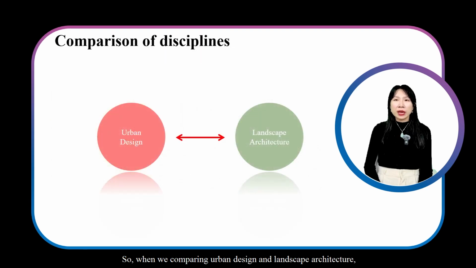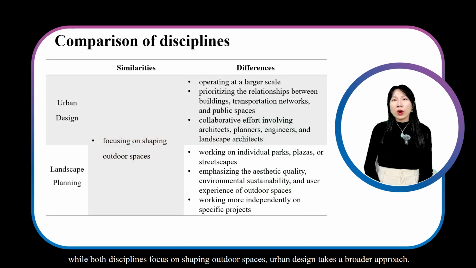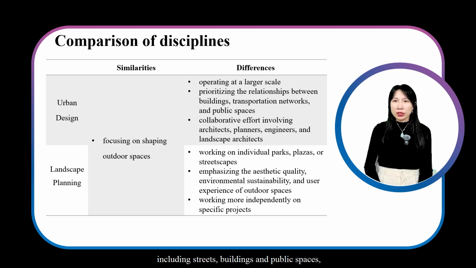So when we compare urban design and landscape architecture, while both disciplines focus on shaping outdoor spaces, urban design takes a broader approach, considering the overall structure and organization of a city, including streets, buildings, and public spaces, while landscape architecture focuses on the detailed design of specific outdoor areas, primarily concerning plants, topography, and hardscaping. Essentially, urban design looks at the big picture of a city, while landscape architecture focuses on the smaller, more intimate details within that city's landscape.